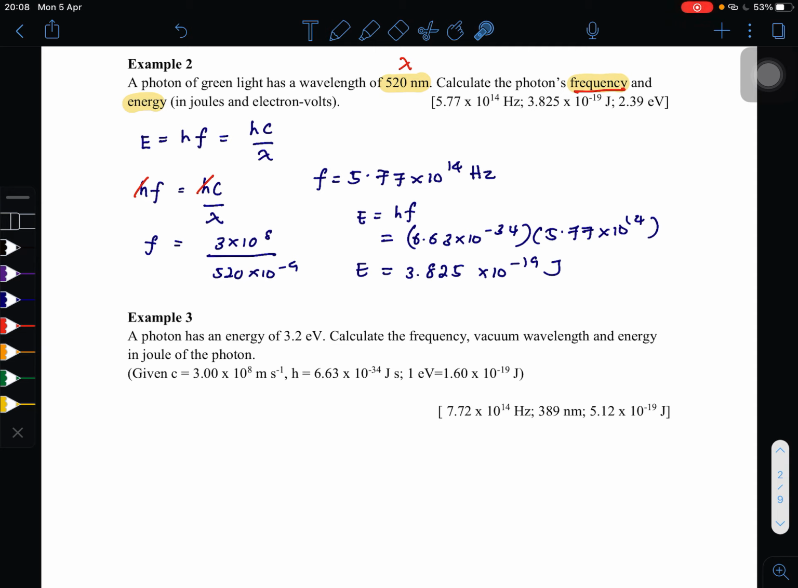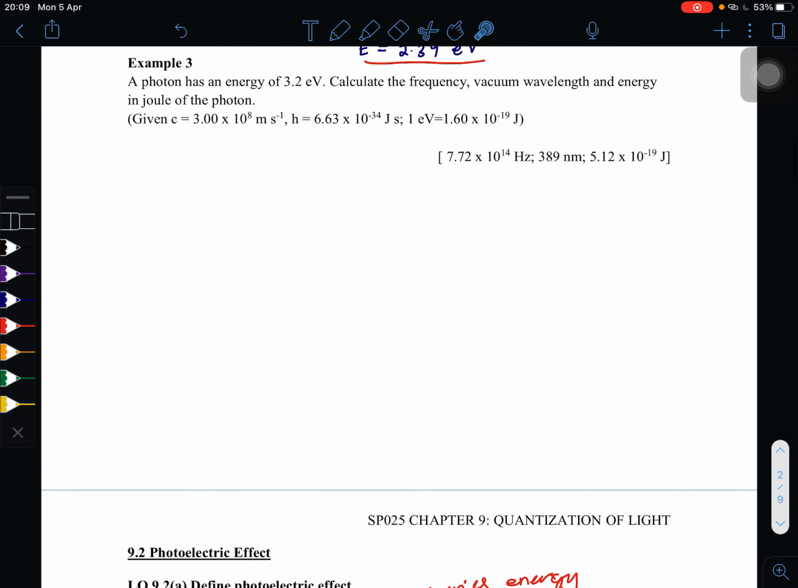And then since they minta in joules and electron volt, so we have in joules, so kena convert kepada electron volt, which is bahagi 1.6 exponent negative 19. So akan dapat E will be equal to 2.39 electron volt. Okay, so that's very easy. Example 2. So kita tengok last example, example 3.